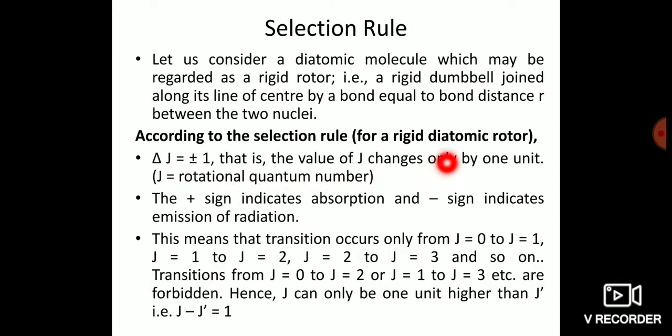Now if we consider a rigid diatomic rotor, here we can see that delta J is equal to plus or minus 1. So what is J? J is the rotational quantum number. So delta J is equal to plus or minus 1.